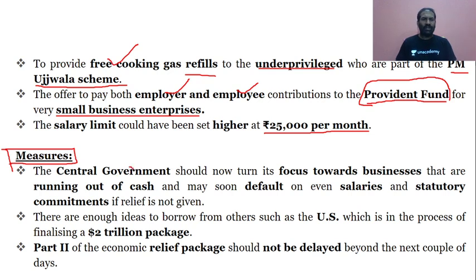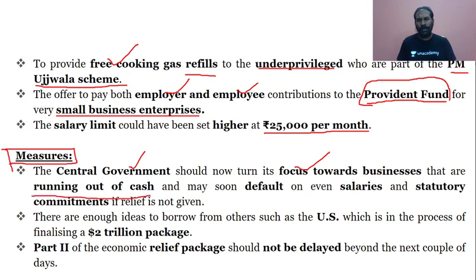What are the measures that the central government should now focus on towards business? It is important that, yes, they have considered the individuals sitting at home, that means those who are part of the informal sector, as they do not have jobs during the 21-day nationwide lockdown. So now the next step is to focus on the businesses that are running out of cash.